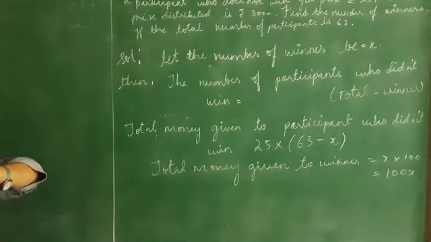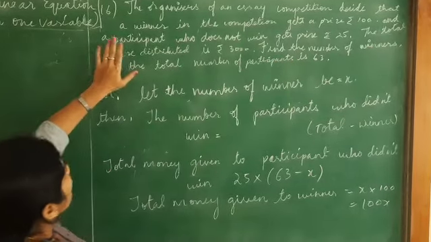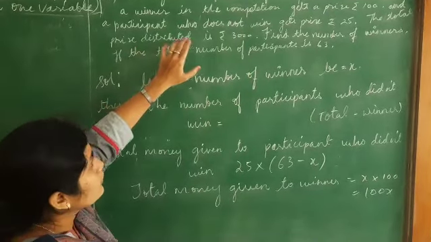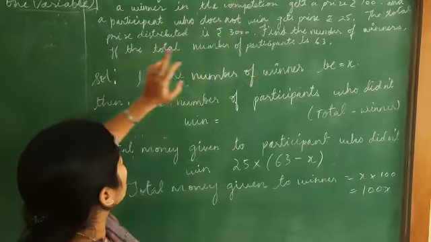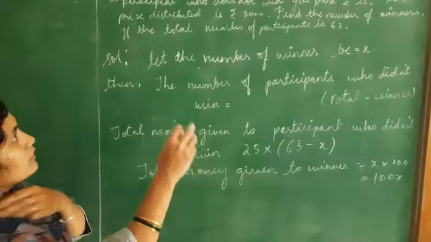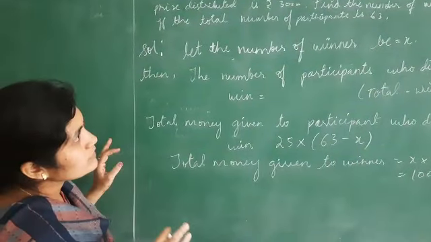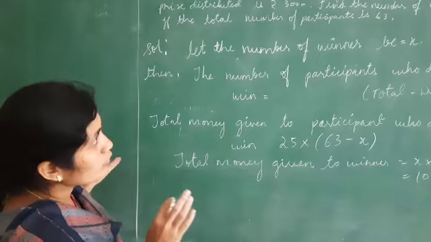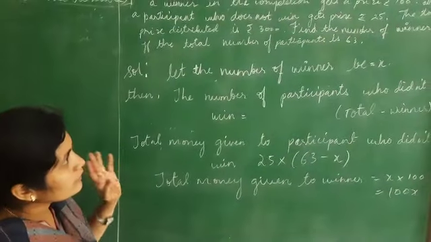Now let us move on to the last problem, that is the 16th problem of this exercise. The organizers of an essay competition decided that a winner in the competition gets a prize of ₹100 and a participant who does not win gets a prize of ₹25. The total prize distributed is ₹3,000. Find the number of winners if the total number of participants is 63. So here there is an essay competition where the winners will get ₹100 and the participants who do not win get ₹25 as the prize, and the total prize distributed is 3,000 and the total number of participants is 63. We should find the number of winners.